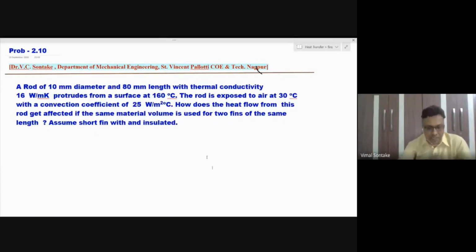How does the heat flow from this rod get affected if the same material volume is used for two fins of the same length? Assume short fin with end insulated. So let us draw the schematic of this problem first.